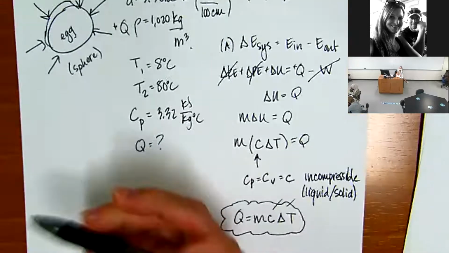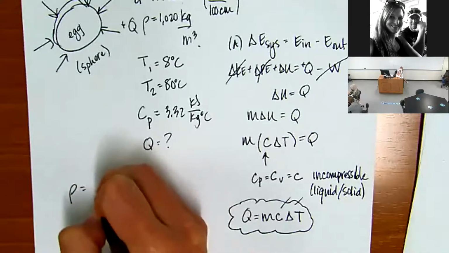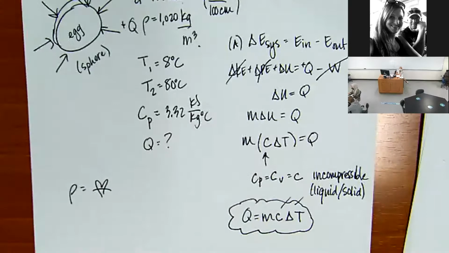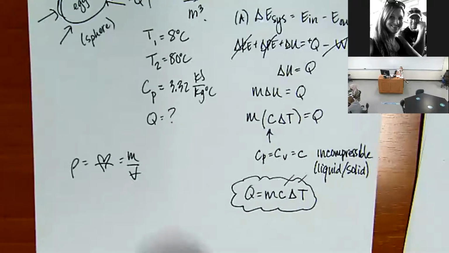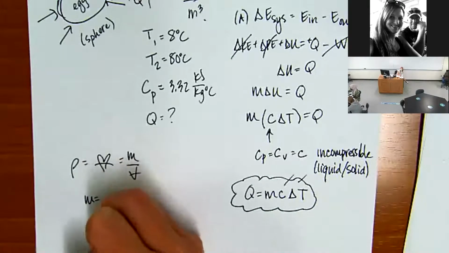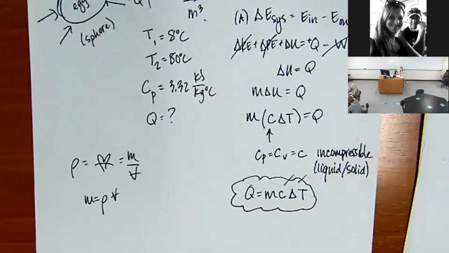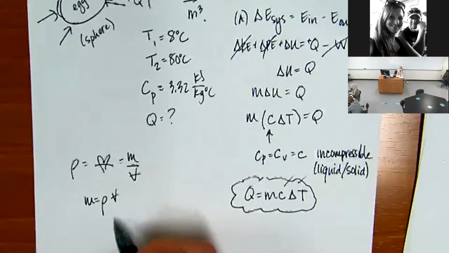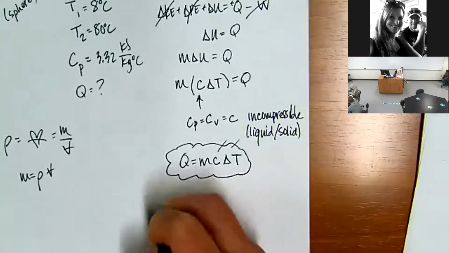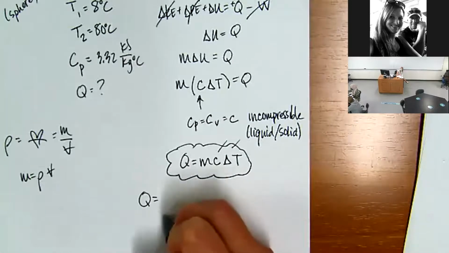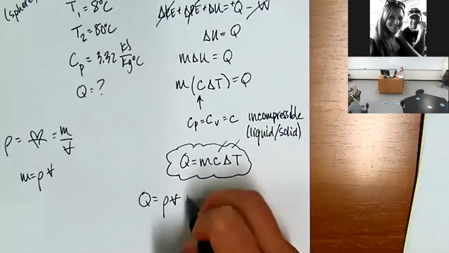And if you remember, density is mass over volume. So density is mass over volume, which means therefore mass equals density times volume. We're given density, we're given information to solve for volume. So therefore our equation can become Q equals density times volume, C delta T.